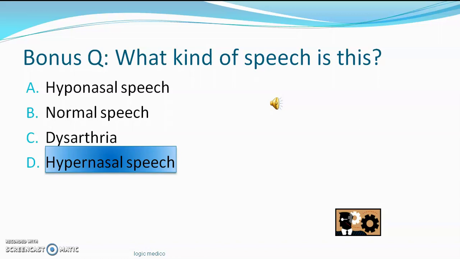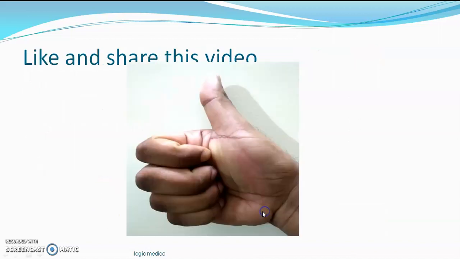It happens in soft palate lesions like cleft palate and short soft palate, and velopharyngeal incompetence following a palatal surgery. All this will be there. Okay. So this is called hypernasal speech.